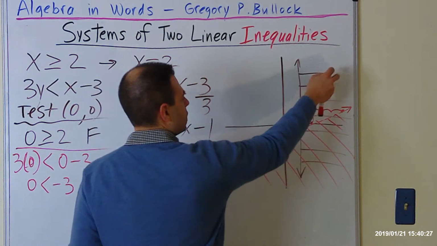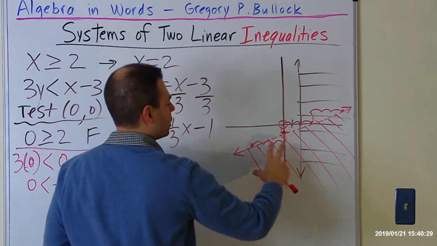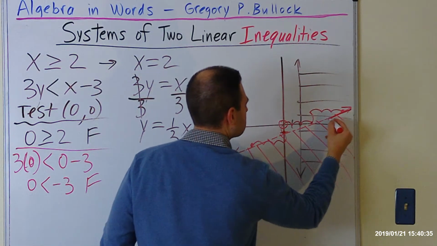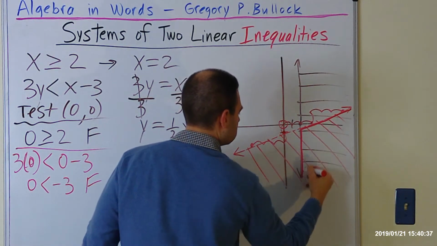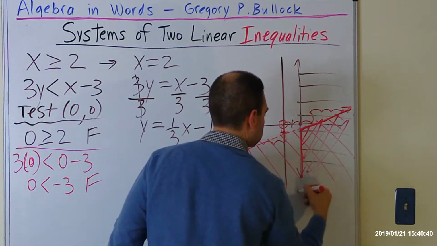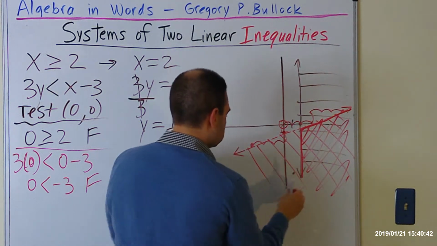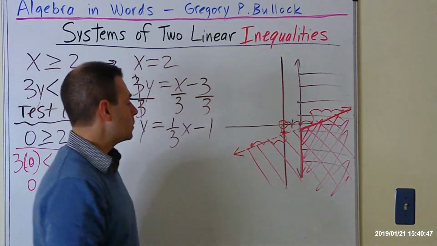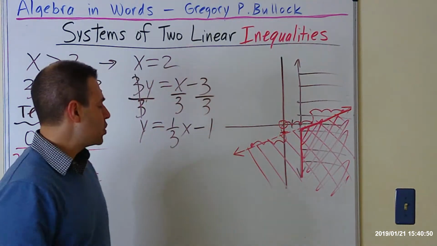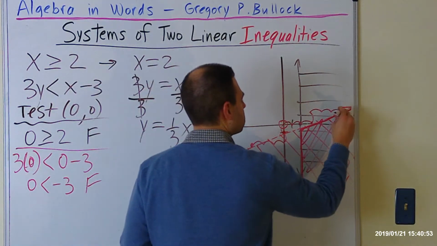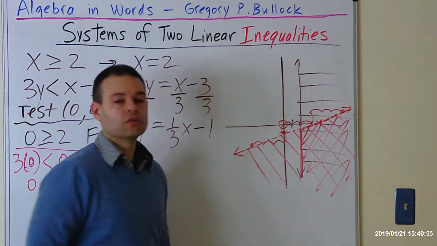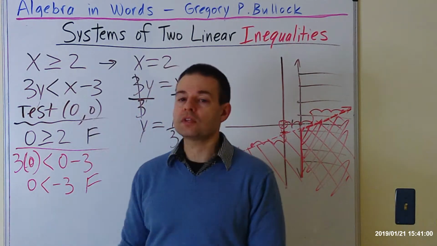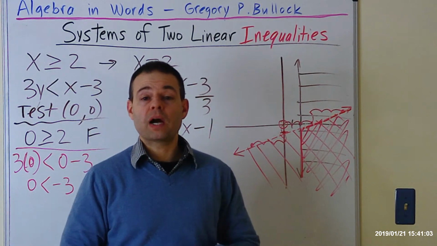If you notice, the shaded region of the brown lines is here, and the shaded region for the red line is here, so the overlapping shaded region is going to fall in here. And that's pretty much the end of the problem. We highlight the overlapping shaded region. We make sure that your teacher knows that the red line, or the line representing this inequality, is dotted because it's a non-inclusive symbol. And that's the answer to the problem.